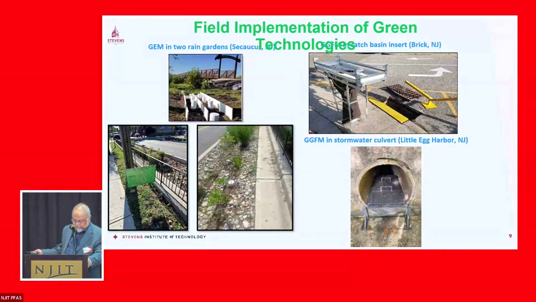So we have already field demonstrated both of these green technologies. GEM has been applied to 2 rain gardens in Secaucus. The granules have been deployed in stormwater systems, such as catch basin inserts and culverts. This one is in Brick, this one is in Egg Harbor, and also in Hoboken. Field monitoring has consistently shown effective removal of PFAS, as well as TSS, metals, hydrocarbons, and phosphate.